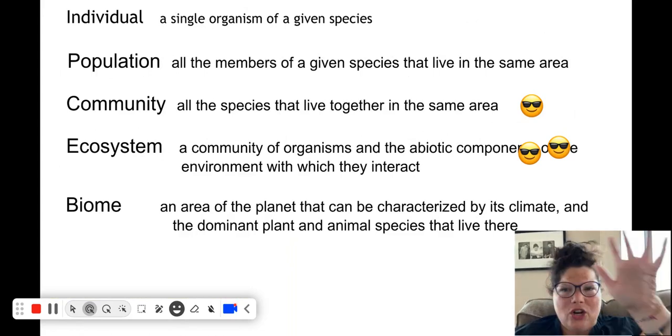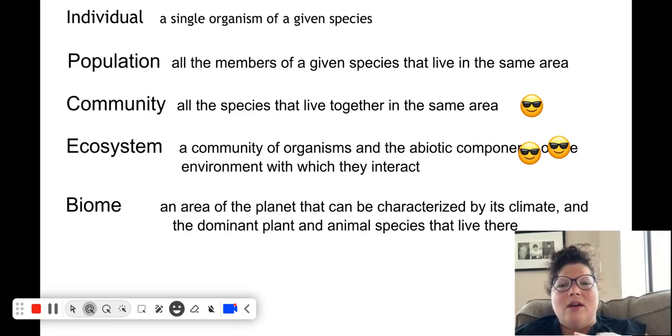All right, so as the entire globe, we're going to combine all of these different levels that we have, so we can understand and differentiate them all. An individual, this is my single organism. Population, all of the members of that species in the area, not all on the globe, but all in that area. Community, the species that all live together, all the species in the same area.